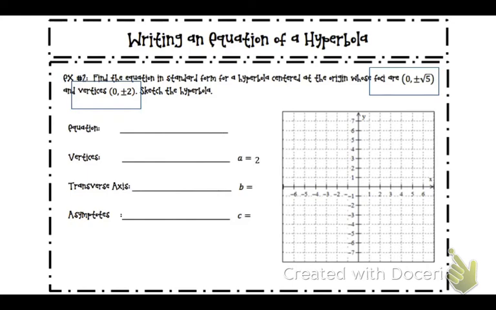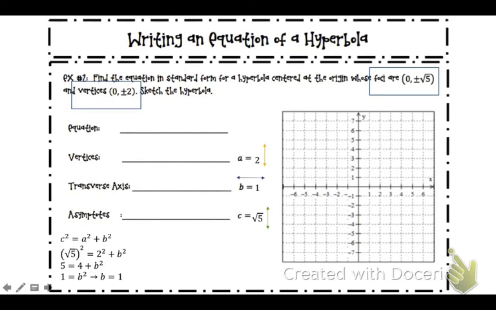Since my vertices are 2, that means that my a is 2, and that goes up and down because it's in the y. My foci are the square root of 5. It means that's my c equals the square root of 5. And then I can find b using c squared equals a squared plus b squared. So square root of 5 squared equals 2 squared plus b squared. So 5 equals 4 plus b squared. So 1 equals b squared, which means b equals 1.